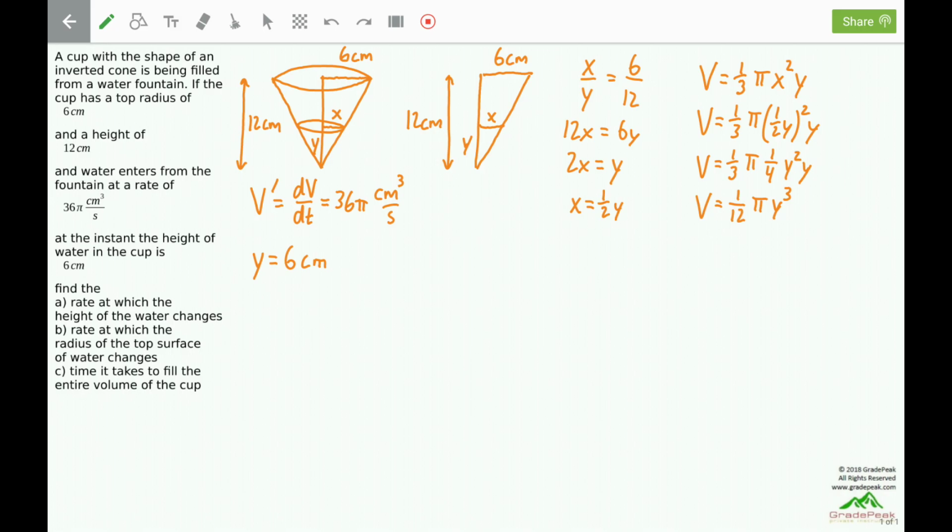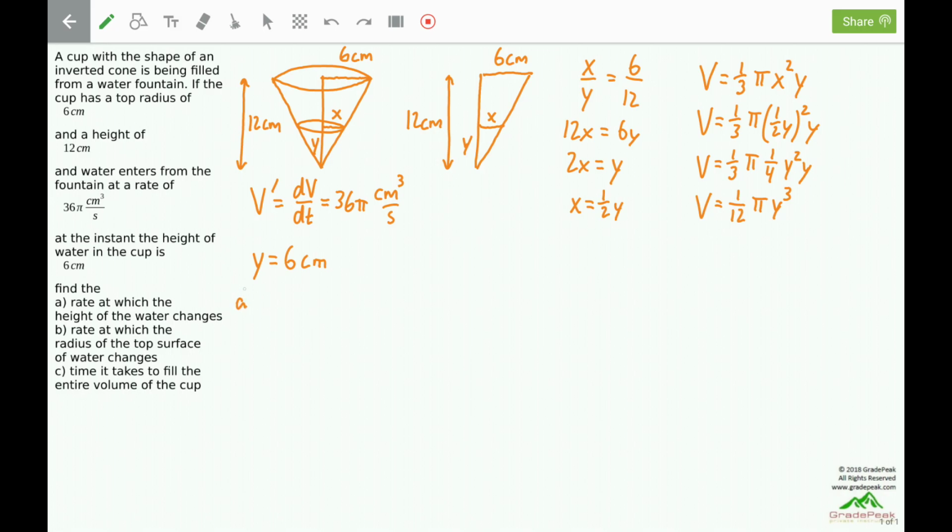There's our related variables equation, and we can take that related variables equation to find the related rates equation between those rates. We have the rate of the volume given, and we want to find the rate at which the height of the water changes, which will be y prime.